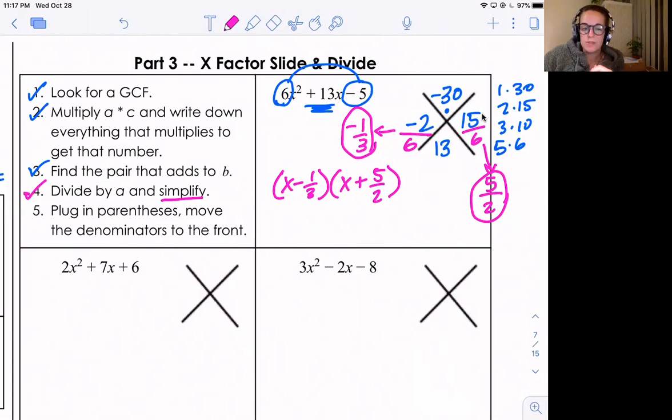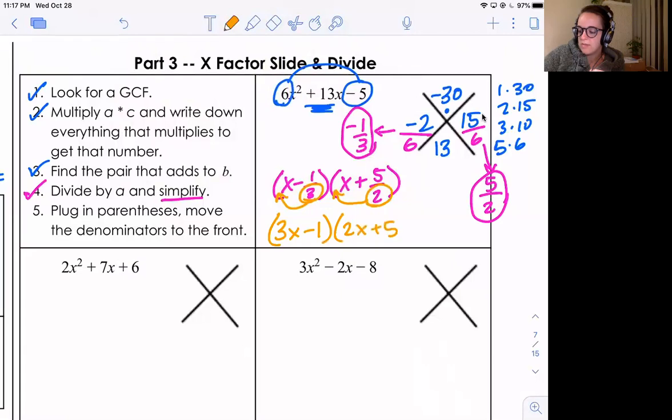And then finally, we don't want those fractions there. So we plug it into parentheses, but then we move the denominators to the front. So what that looks like is we take this number and we move it up here. So it would be 3x minus 1. We take this 2 and move it up here.